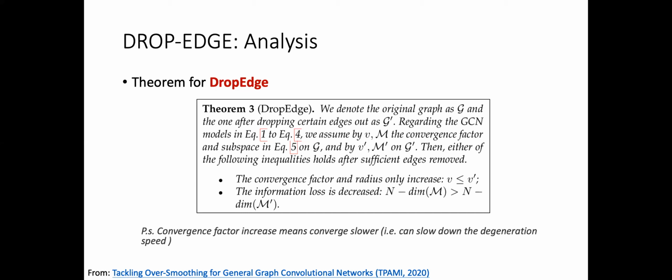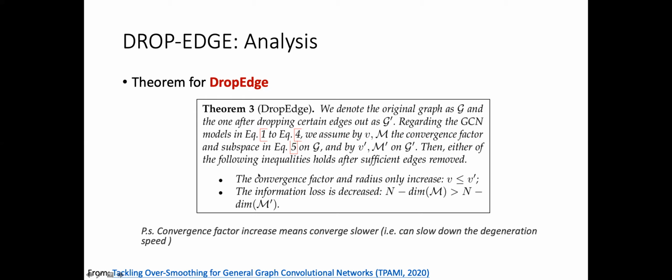Okay. After comparing DropEdge to some familiar concepts, now let's see the theoretical analysis for DropEdge. Here is a theorem. We denote the original graph as G and the one after dropping certain edges as G'. Regarding the GCN models in equation 1 to equation 4, which are the four GCN variants we introduced before, we denote by V and M the convergence factor and the subspace on G, and V' and M' on G'. Then either of the following inequalities holds after sufficient edges are removed.